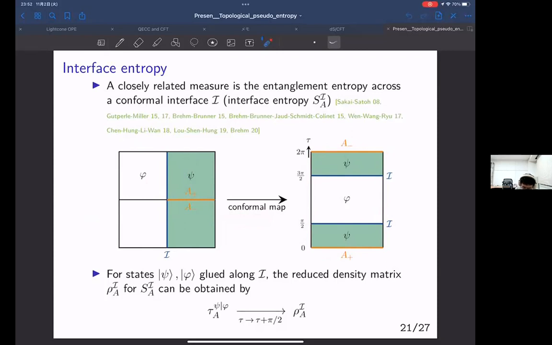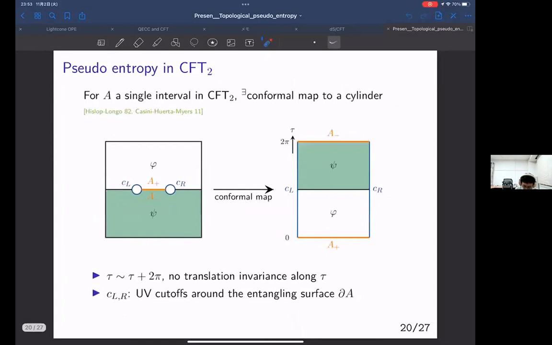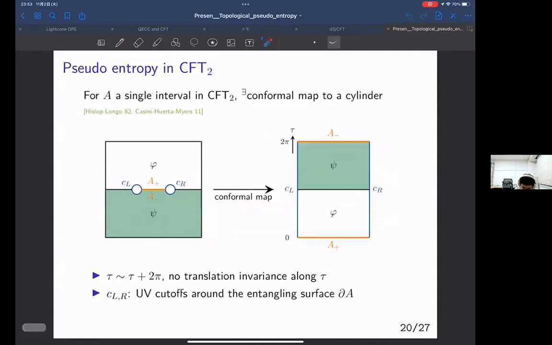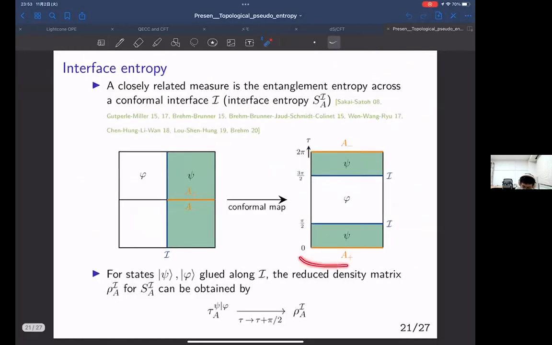But along the cylinder, you have a conformal interface at the boundaries of psi and phi. So if you compare this figure with the similar figure for the pseudo entropy, you may notice that, because this is the cylinder, these two boundaries are glued together. So actually they are the same up to the shift of tau by pi half. If you just shift the tau direction by pi half, if you shift this figure, then you end up with this figure. Is it clear? Because it's a cylinder, these two are glued together.